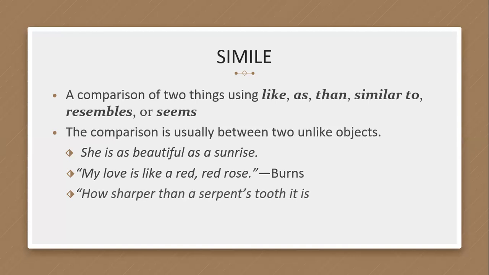And then next, another example, how sharper than a serpent's tooth it is to have a thankless child by Shakespeare. So here what is being compared is a serpent's tooth and a thankless child. Again, a thing to a person. So with the keyword than. So that's the example of a simile.